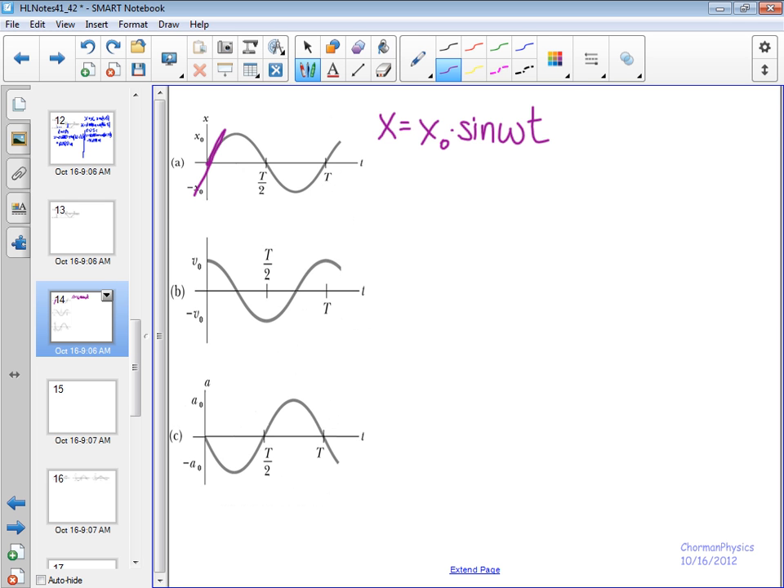And we're basically looking at each point, how steep the curve is at all these points. We see here at 1/4 of the period, the function has a slope equal to 0, and so we're going to have the velocity function be equal to 0 at that time. Now, let's make that really easy.